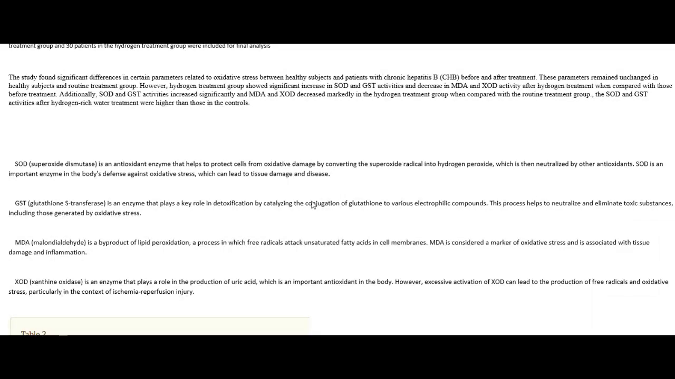Wait, what? Which one of the groups had more uric acid in their blood?